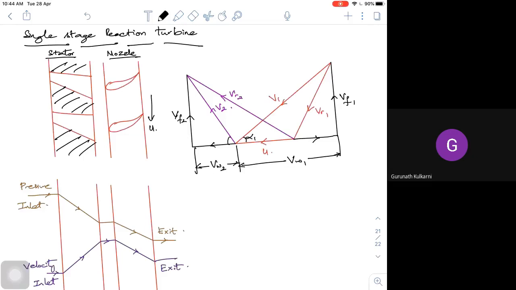Flow angle at the exit, and my beta 1 lead angle at the exit and wade angle at the inlet. I got the beta 1 and beta 2.